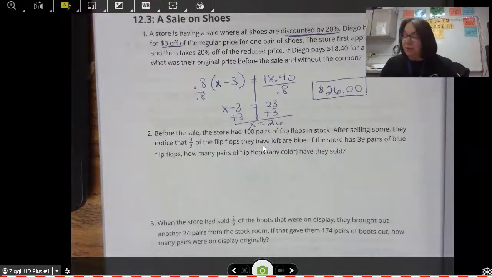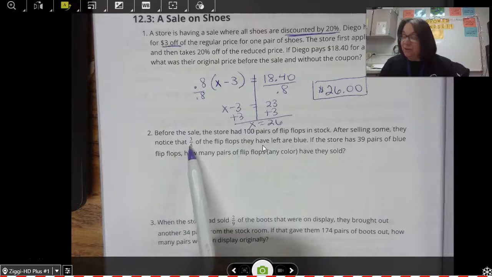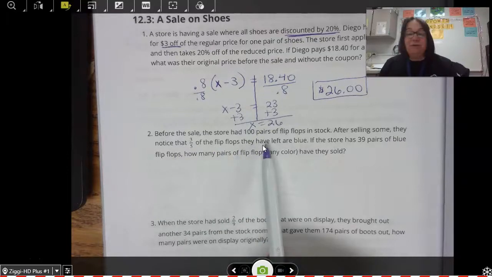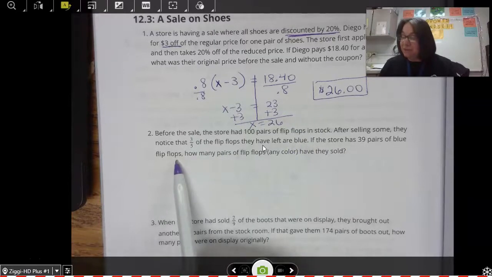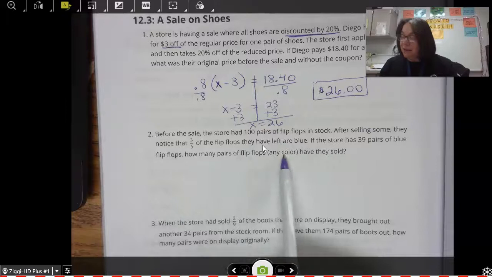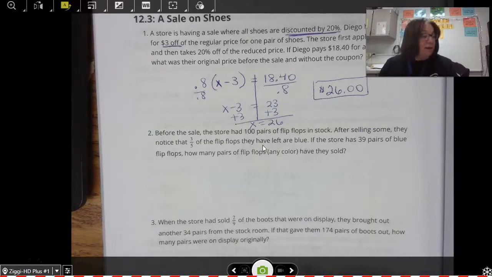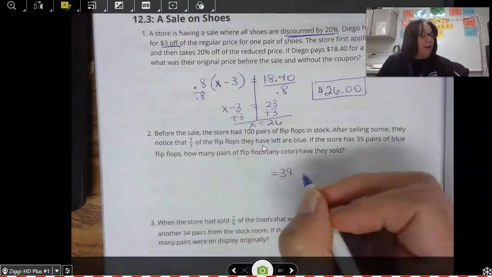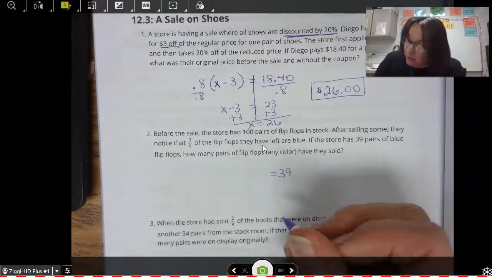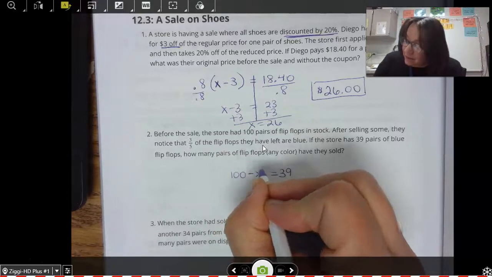Okay, number 2. Before the sale, the store had 100 pairs of flip-flops in stock. After selling some, they noticed that 3/5 of the flip-flops they have left are blue. If the store has 39 pairs of blue flip-flops, how many pairs of flip-flops, any color, have they sold? So what is left? There is 39 pair of shoes left. And we know that there were 100 originally. And then they sold some, right?